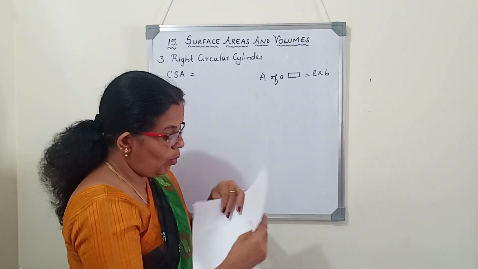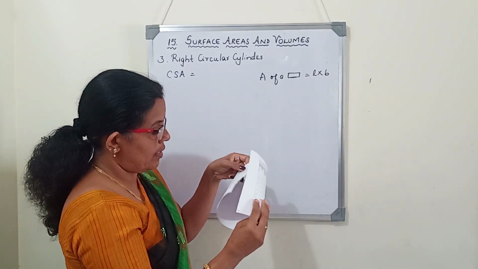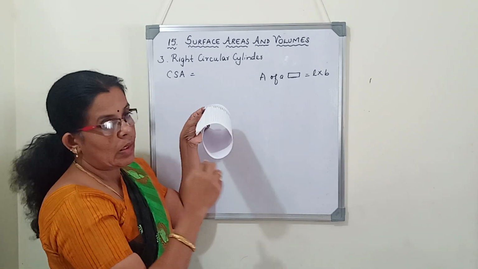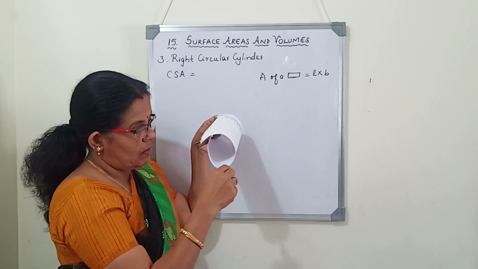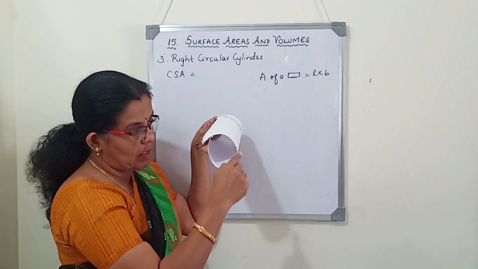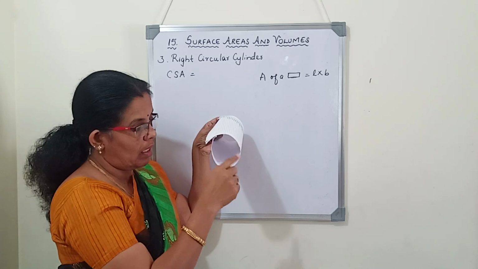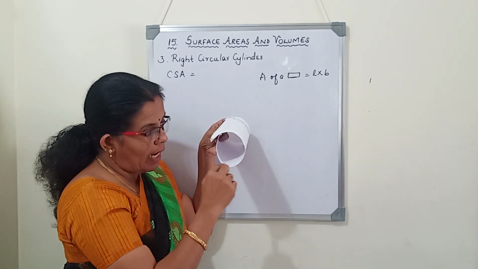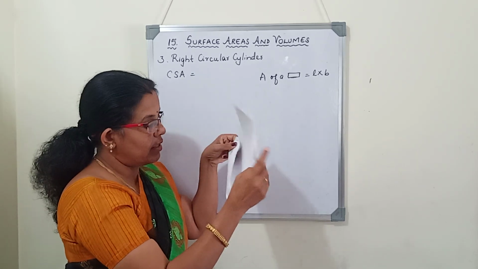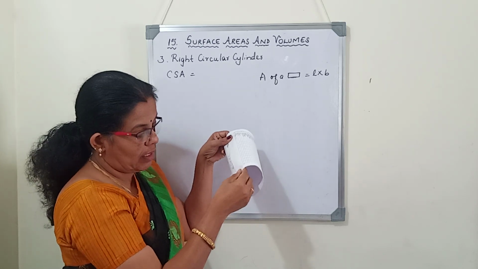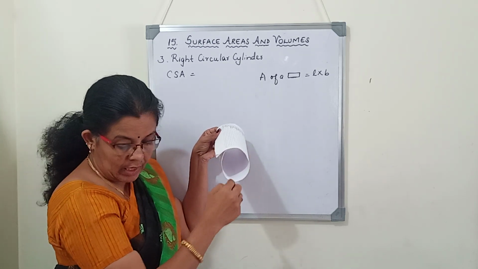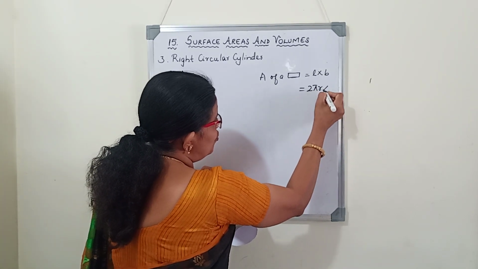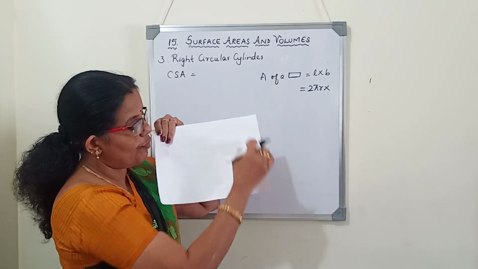So when I roll it, the length of the rectangle will become this shape we are getting. What is this? This is the circumference of a circle. Circumference of a circle is 2 pi r. Circumference is the total length of the circle. So the length of the rectangle becomes the circumference of a circle, and we know that the circumference of a circle is 2 pi r.